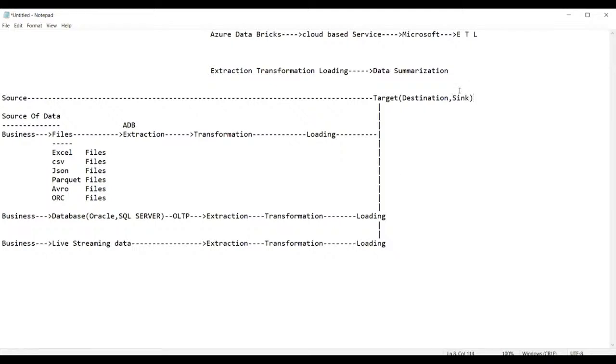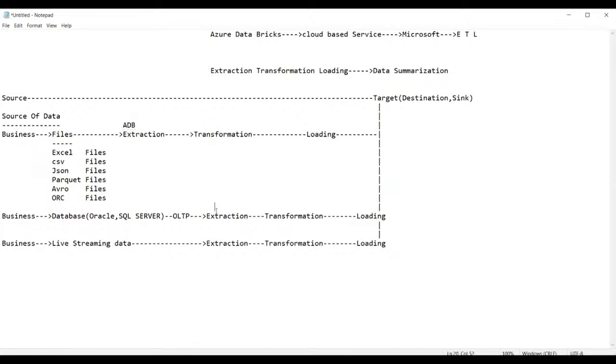Okay, so now can you see here? This is how we get the data. Ultimately, we get the data from various sources, and from these various sources we extract the data, we transform the data, and we load the data into the target. All this extraction, transformation, and loading will be done by using a service, guys.